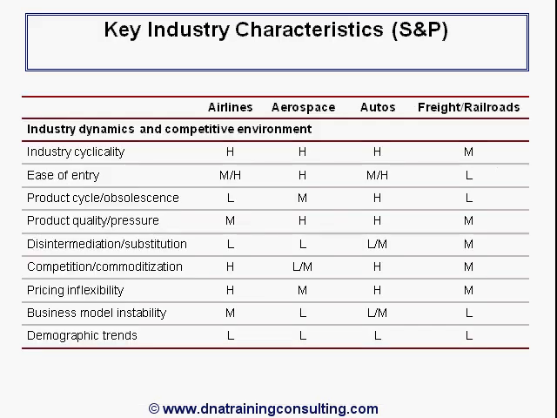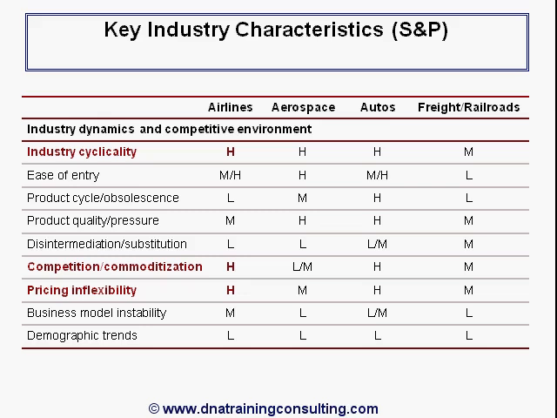The first of these tables breaks down industry dynamics and competitive environment into 9 sub-characteristics listed in the first column. There is no need to comment in detail on each one of these, but note in particular S&P's view that demographic trends, product substitution, and product obsolescence are favorable factors for airlines, while industry cyclicality, pricing inflexibility, and commoditization are unfavorable.